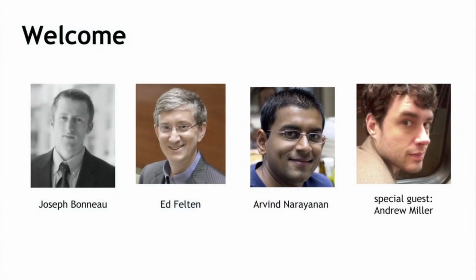He's a postdoctoral researcher in computer science at Princeton University. The second lecturer is me, Ed Felten. I'm a professor at Princeton in computer science and in the Woodrow Wilson School. The third lecturer is Arvind Narayanan. He's a computer science professor at Princeton. And fourth, our special guest lecturer is Andrew Miller. He's a PhD student in computer science at the University of Maryland. There will be 11 lectures in total.